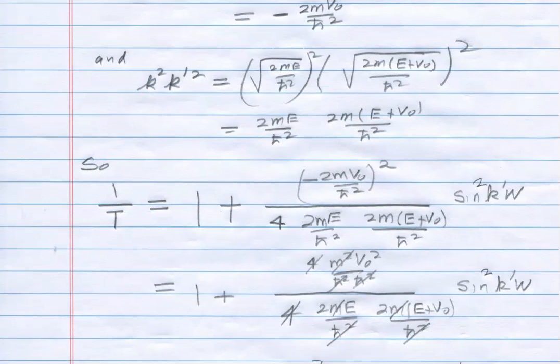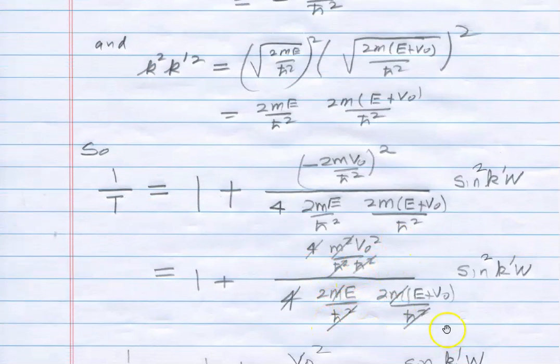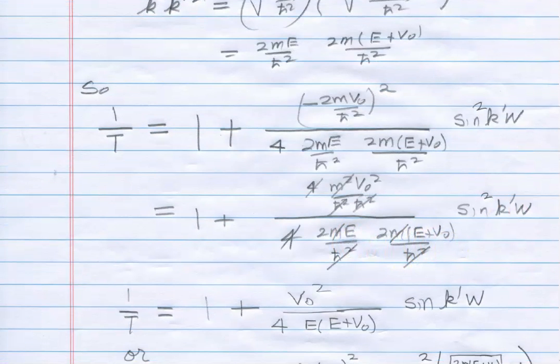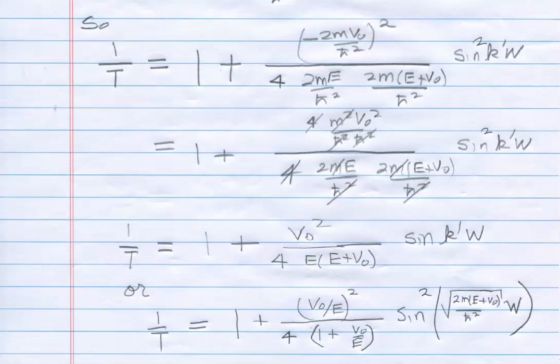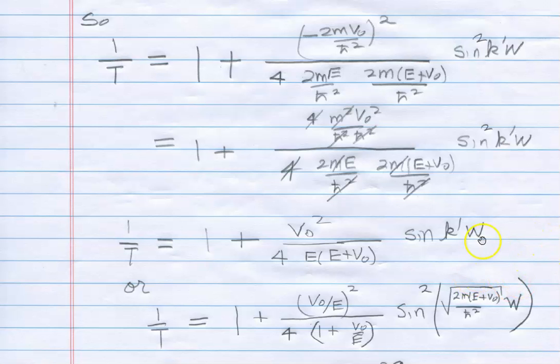And again, we get a fair amount of cancellations. The h bar squared terms go out. The 4s go out. The m squareds will cancel. And on top, I'm left with v naught squared, and on bottom, I've got 4e times e plus v naught. All that times sine squared of k prime w. K prime, we can again substitute here for that.